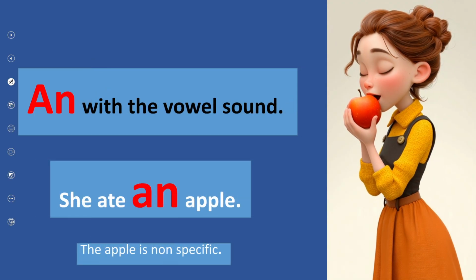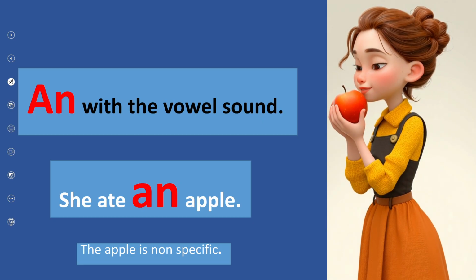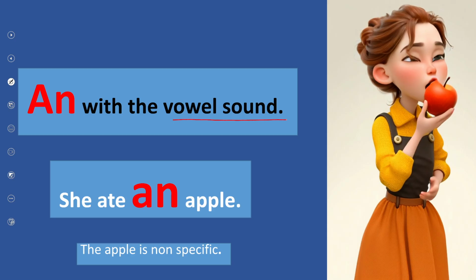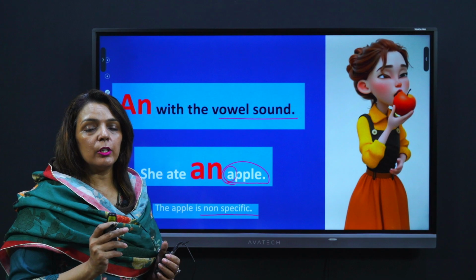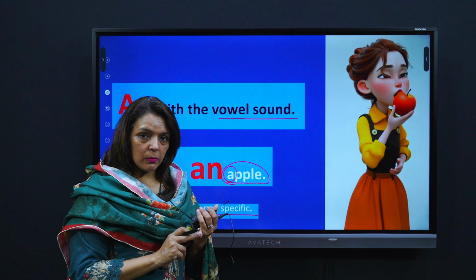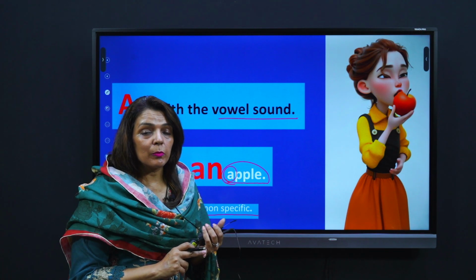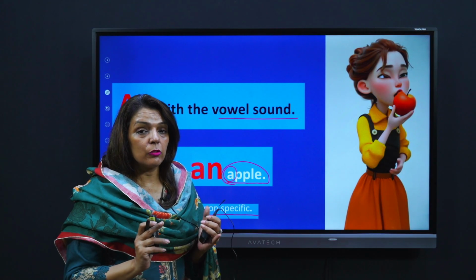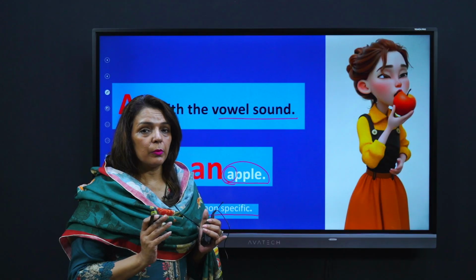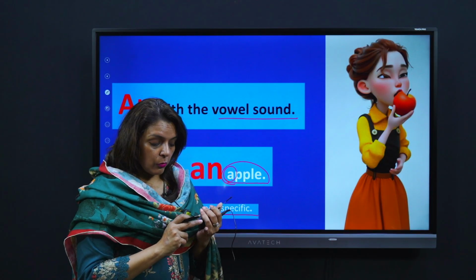Now, let's look at this example. We use an with the vowel sound. Why? Because an apple, where apple is starting with the vowel, and again this apple is non-specific. So, we are using an with vowel sound and with non-specific objects which are not special. They are general and we are using them for the first time. So, we have discussed 3 rules so far.